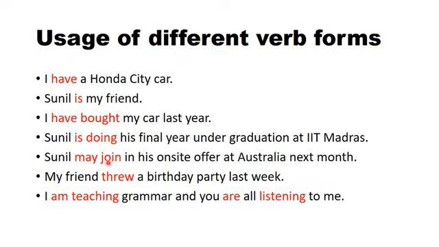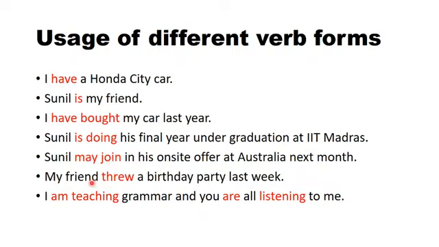Sunil may join in his on-site offer at Australia next month. So here join is a main verb. May is auxiliary. Here it is a modal auxiliary. A modal auxiliary is normally used to tell about a certain specific function, maybe a permission or request or kind of probability or improbability. So here it says that he may join. It's a probability. That's why we use may as a modal auxiliary, then join as a main verb.